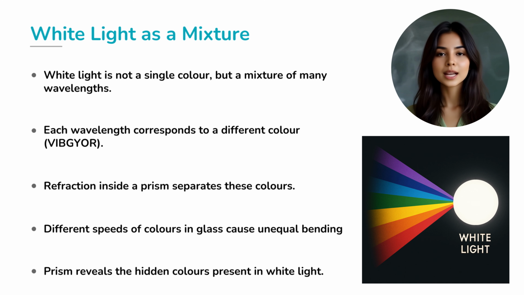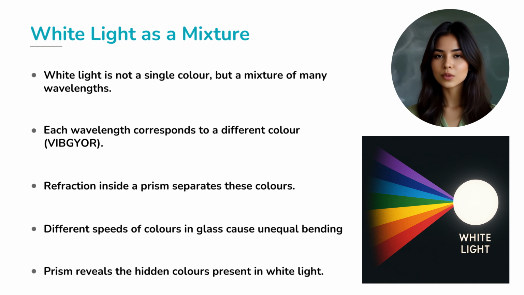So, what exactly is white light? To our eyes, it looks plain and colorless, but in reality, it is a clever mixture of many colors hidden together. Each of these colors corresponds to a different wavelength.